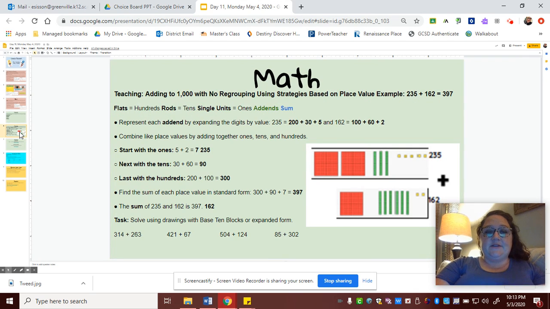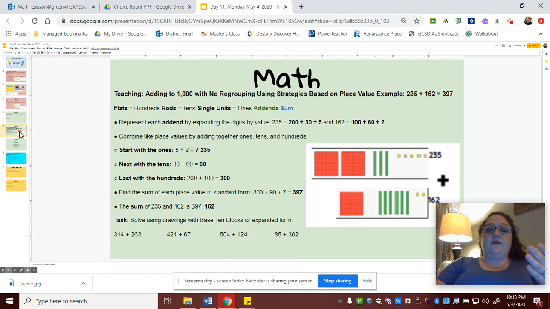So here is today. So today you're going to add within 1,000. So your answer is never going to be bigger than 999 actually, without regrouping. So no regrouping. So here is an example problem: 235 plus 162. And you can see in the picture, it shows you that in base 10 blocks. So they drew base 10 blocks, squares, sticks, and dots to represent 235 and then represent 162. And then they added all the ones together, all the tens together, all the hundreds together, and got their answer.